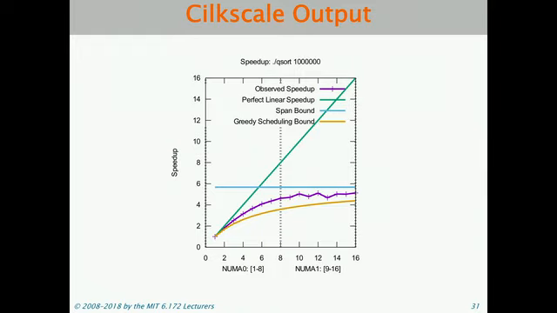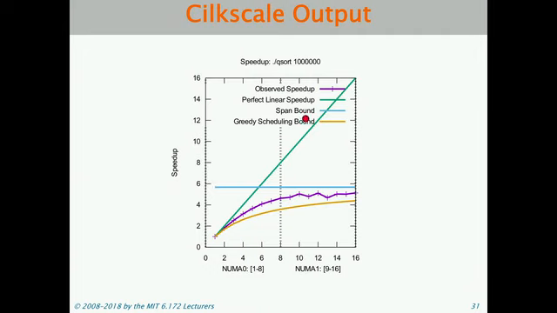Okay, so if you run this program using cilkscale, it will generate a plot that looks like this. And there are several lines on this plot, so let's talk about what each of these lines mean. This purple line here is the speedup that you observe in your computation when you're running it. You can get that by taking the single processor running time and dividing it by the running time on P processors. So this is the observed speedup. That's the purple line.